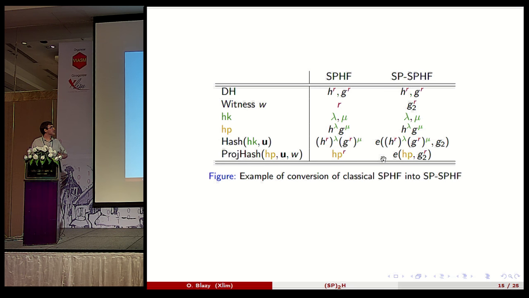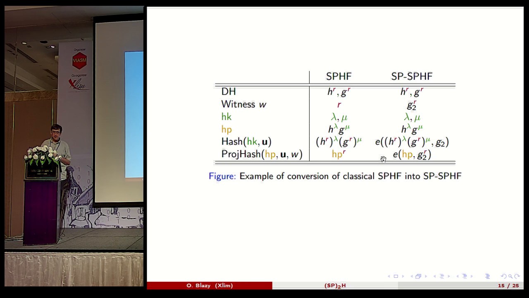So let's give a toy example so that the notation is easier to follow. We consider the previous language of valid Diffie-Hellman quadruples. So you have H and G that are public elements. Your word is going to be a pair of elements, hopefully H^r, G^r. Before, your witness was the random scalar r. Now it's going to be g2^r. You compute lambda and mu that are two scalars. HP is a base element raised to HK, so it's H^lambda times G^mu. Here you do exactly the same thing for the structure-preserving computation. The hash is the word, so H^r and G^r raised to HK.